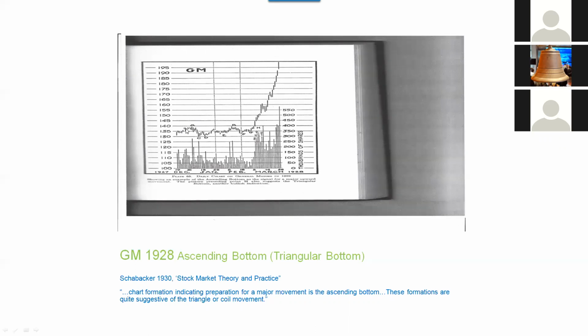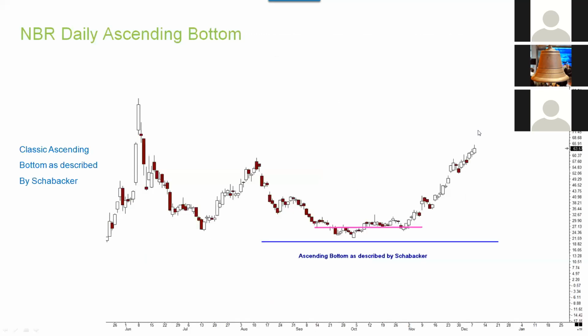So here we can see the sideways range that formed, and then the huge expansion out of this. And Shebacher said the chart formation indicating preparation for a major movement is the ascending bottom. These formations are quite suggestive of the triangle or coil movement. Remember, trends are born from coils.